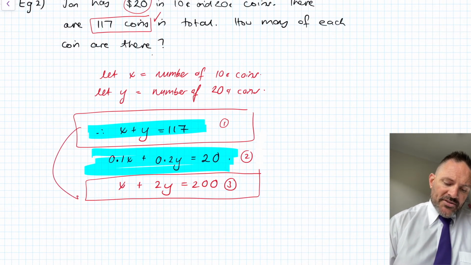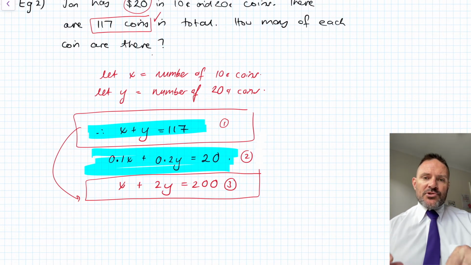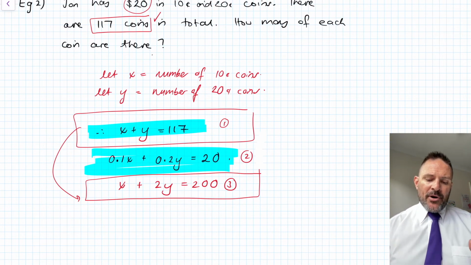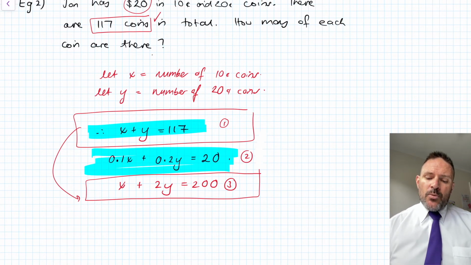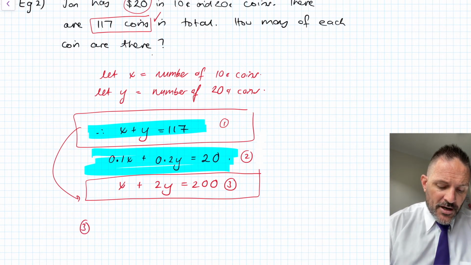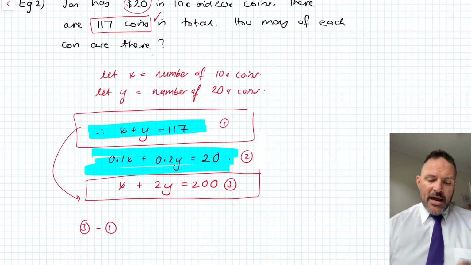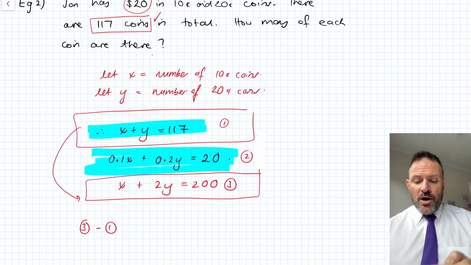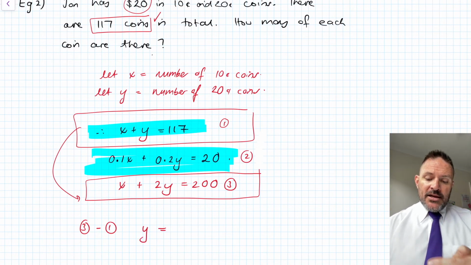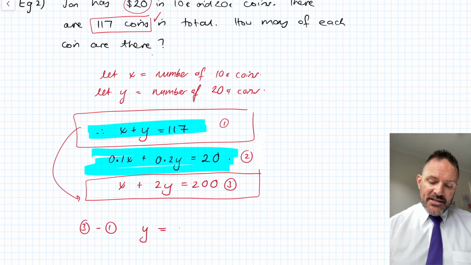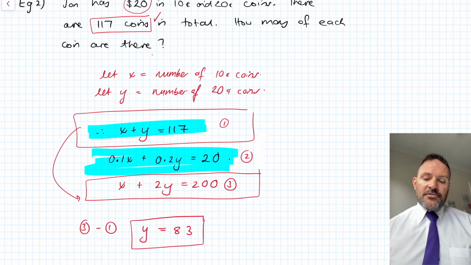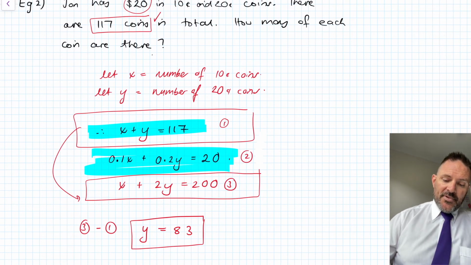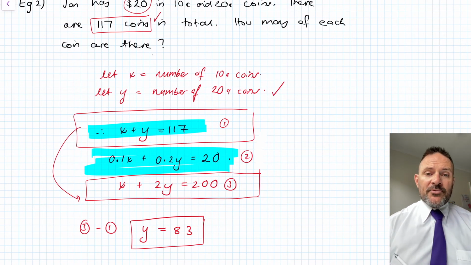Okay, so let's come back to it. I want to solve these. Now, can I add them or subtract them? Well, again, if I add them, I'll get 2x and 3y. It doesn't work, so I'm going to minus them. But I'm going to start with the third one because I had that 2y. I want to keep it positive. So I'm going to say 3 take away 1. So x minus x is 0. 2y minus y is y. And 200 minus 117, that looks to be 83. I now know that I have 83 20-cent coins because Y equals number of 20-cent coins.